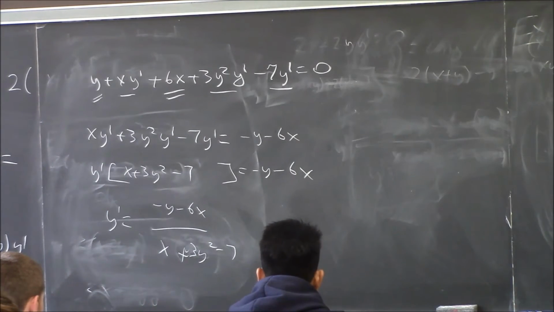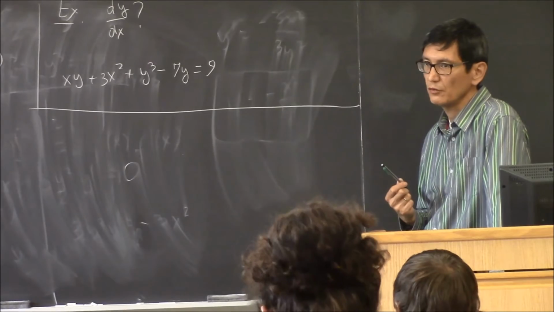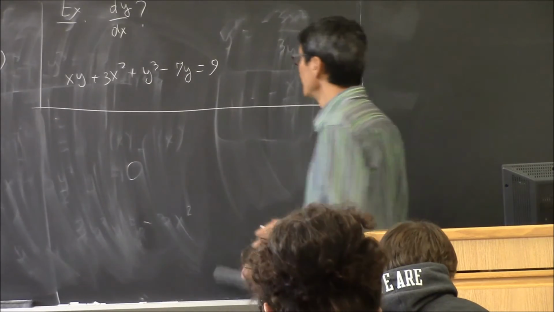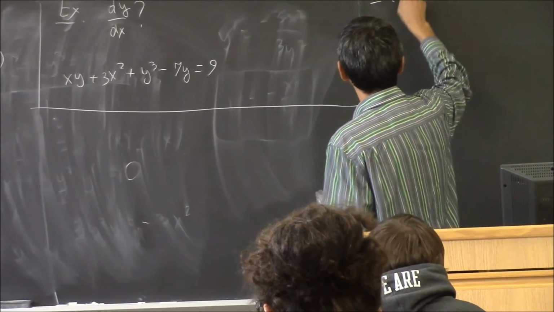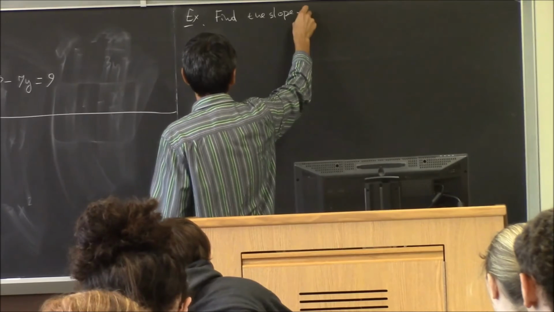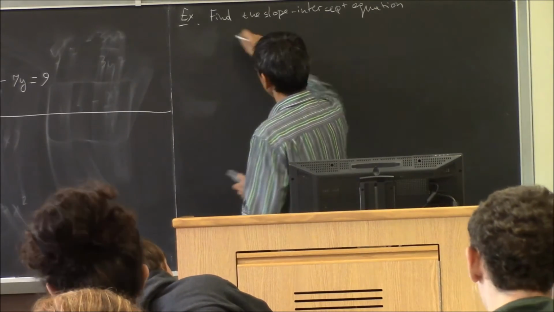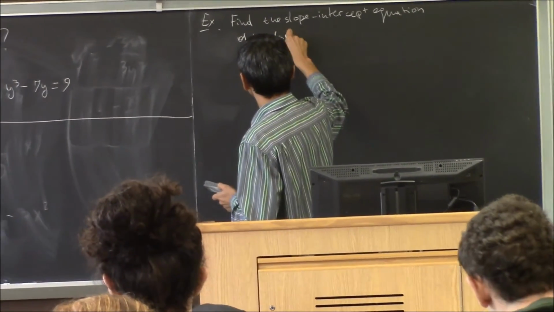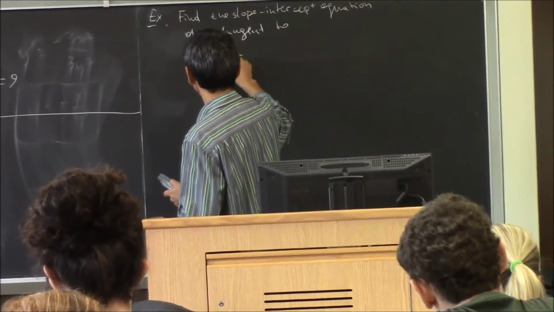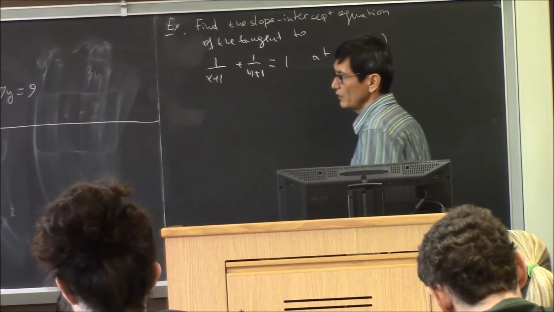That's what we do if we need to find derivatives. Of course, again, don't forget to follow the rules and don't forget to do your product rule portion. Find the slope intercept equation of the tangent line to 1 over x plus 1 plus 1 over y plus 1 equals 1 at the point (1, 1).